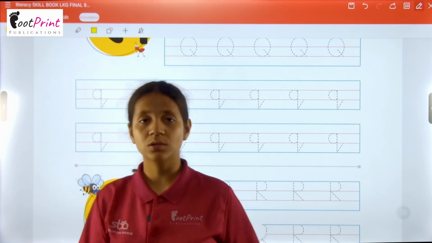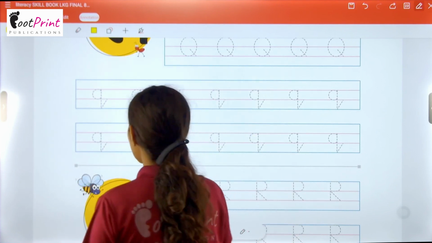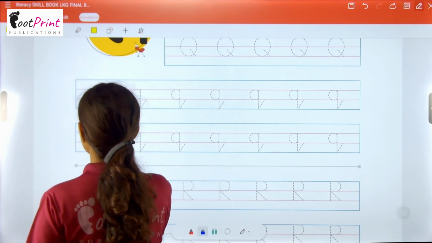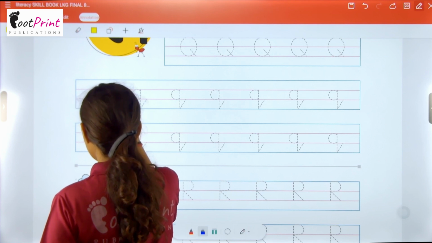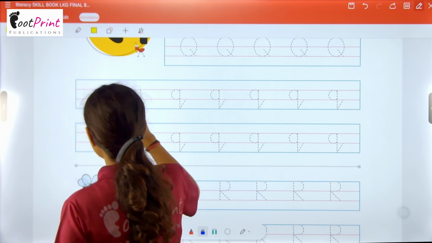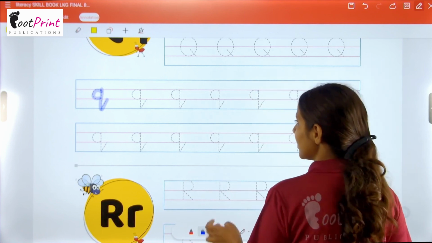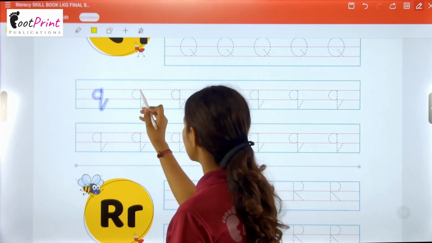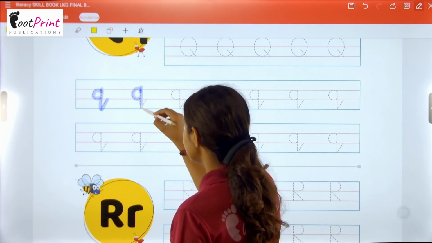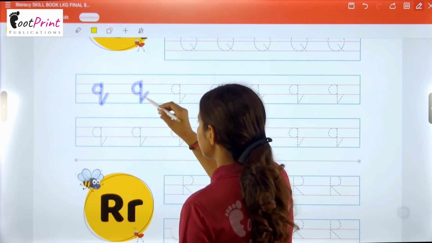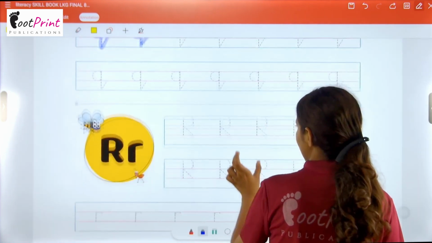Now we have the small q. To make small q, what we have to do? We have to make a curve firstly. Then a standing line. Then an opposite slanting line. Okay. This is how you will make Q. First a curve, then a straight standing line, then an opposite slanting line.